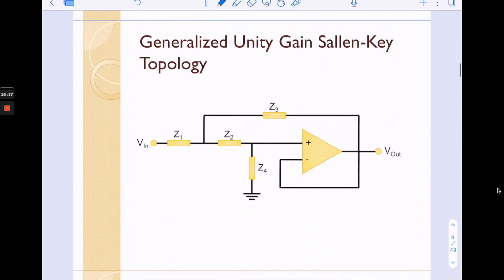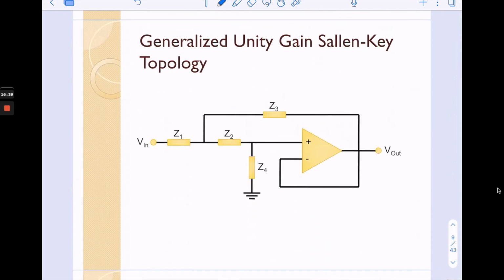Actually, this Sallen-Key is one of the most widely known and popular second order filter designs, because it only requires one single op amp to have gain control of the second order filter, which has the steepest transition between the pass band and the stop band.